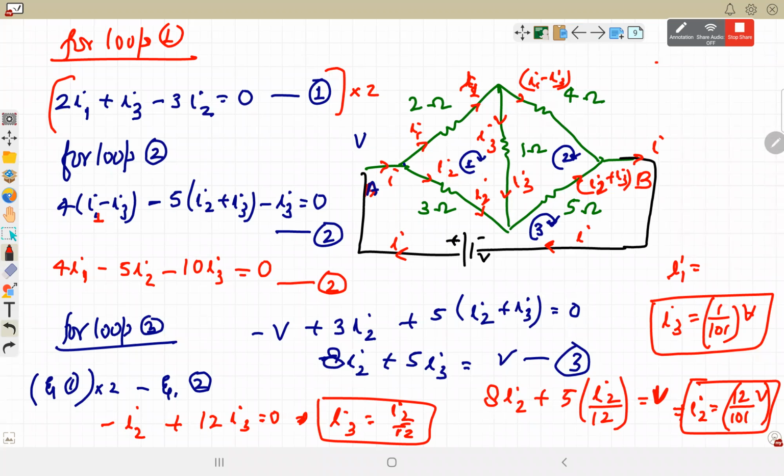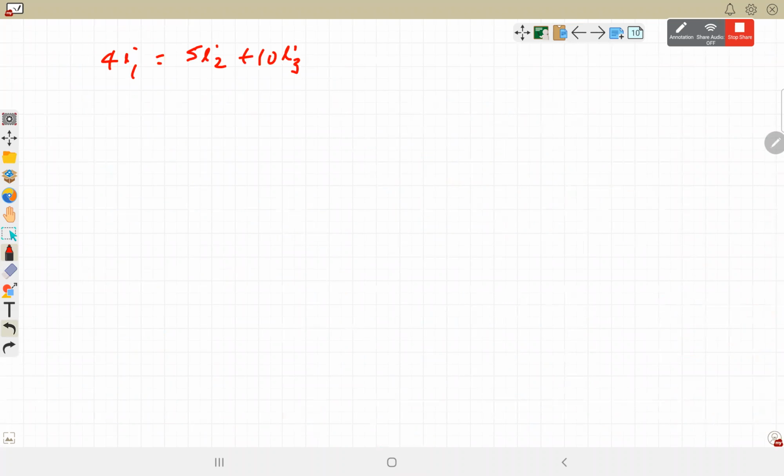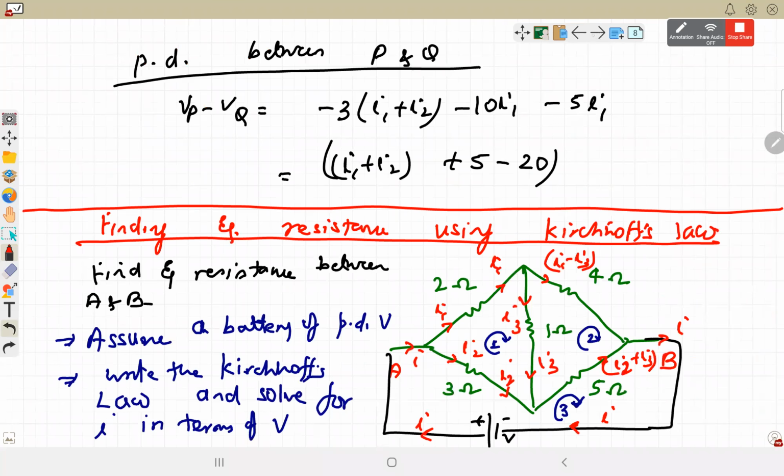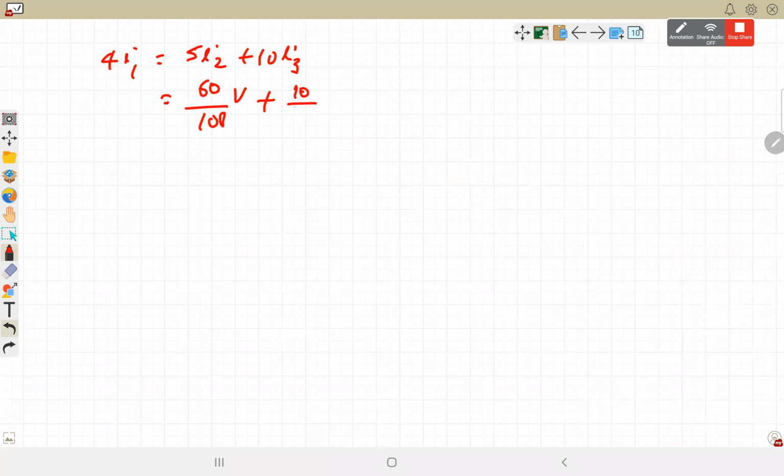I2 is 12, so 12 into 5, 60 by 101 times V plus I3 is 1 by 101, so it becomes 10 by 101 times V. And that is 70 V by 101 is equal to 4 I1. क्या है? Clear है?